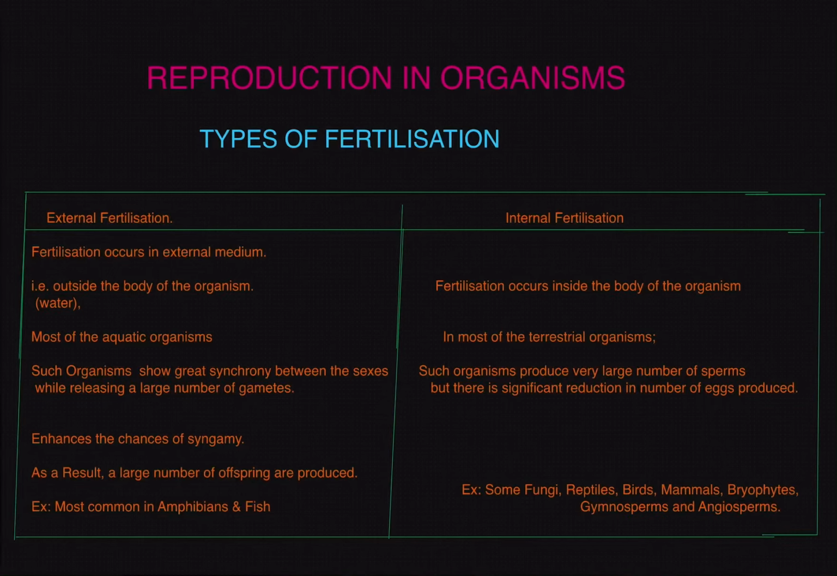Now, let us see what are the different types of fertilization observed in nature. As we have learned, fertilization is the most crucial step of sexual reproduction. Fertilization can happen within the body of the organism or outside the body of an organism. So, based on the location of fertilization, there are external fertilization and internal fertilization. Let us have a look at it.